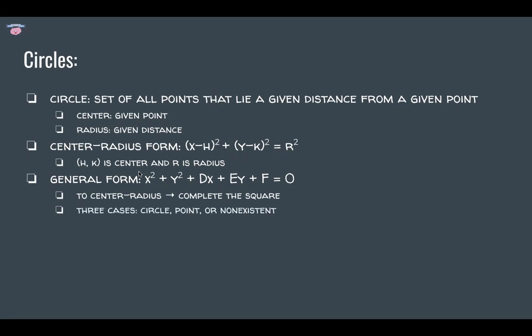There are actually 3 cases if you're given the general form. If you're given the center radius form, it's obvious to see if it's a circle or not. You just see if h and k exist and if r is greater than 0. So if r is greater than 0, then it'll be a circle. But if it's equal to 0, then it won't be a circle. It'll be a point. And if r squared is less than 0, then it'll be non-existent.